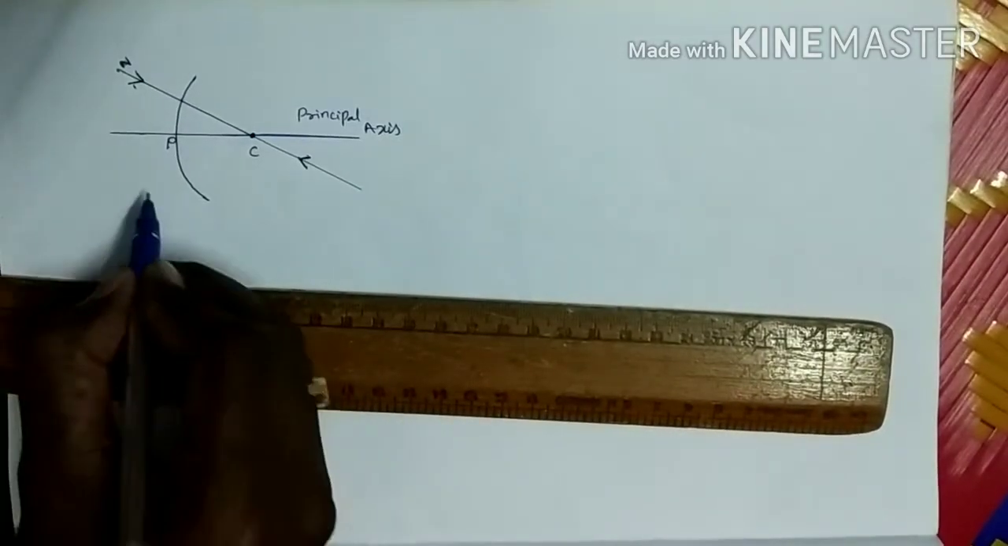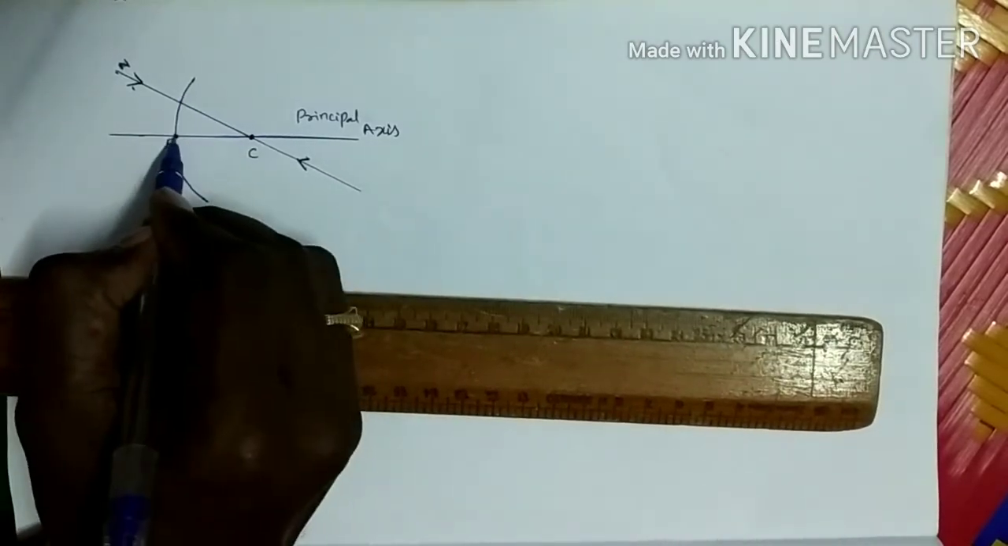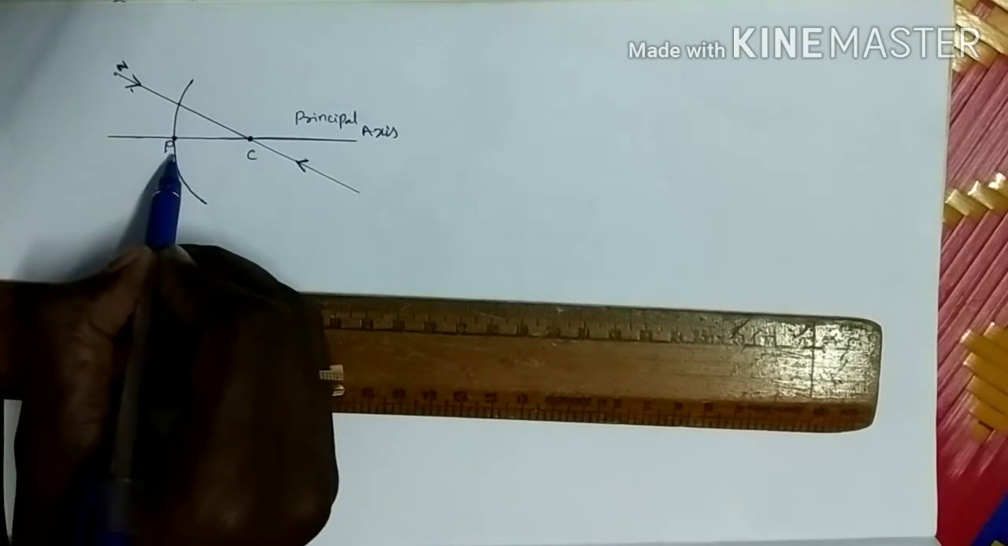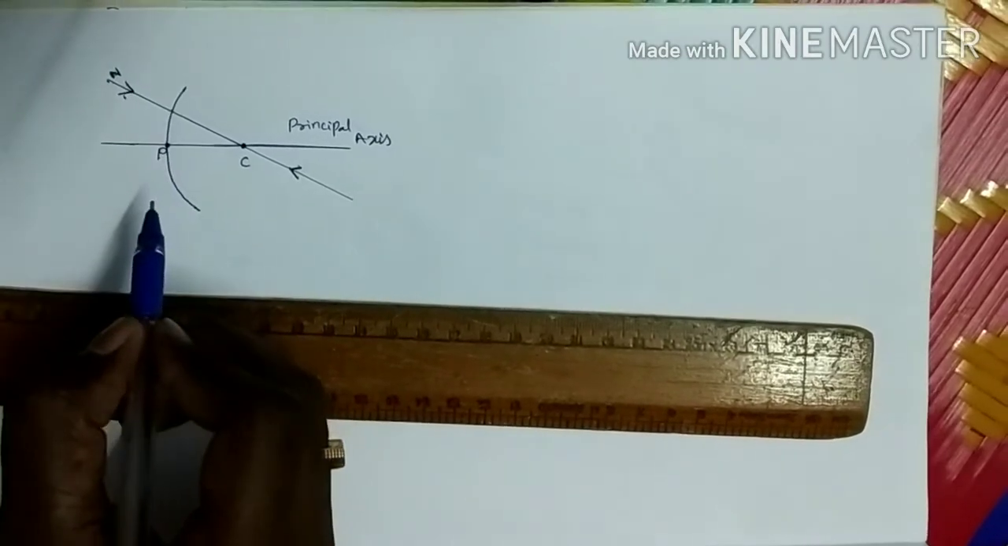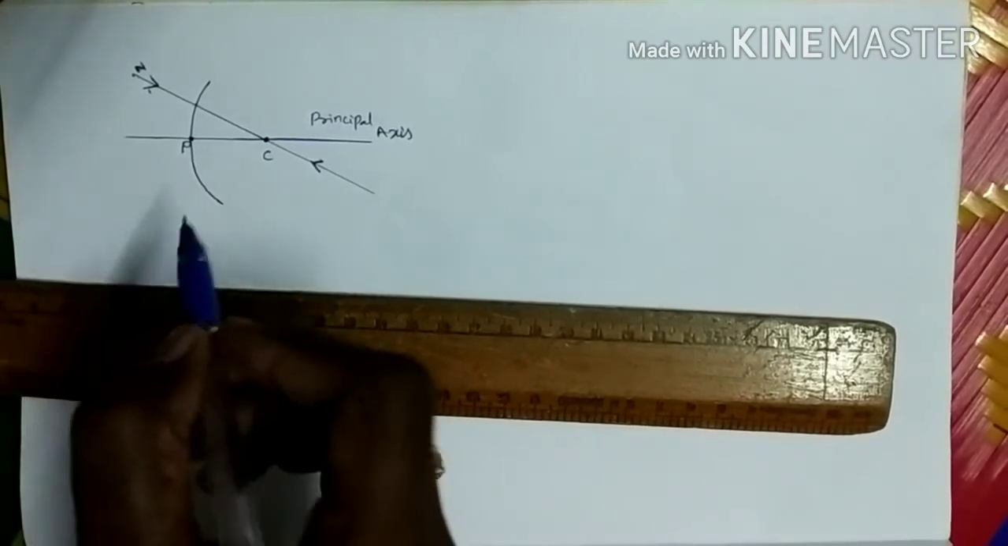That we call the principal axis. Here, what is pole? The center of the curved surface is called pole. That is the reason I said all the definitions now. Write all the definitions in your classwork and learn all the definitions there.